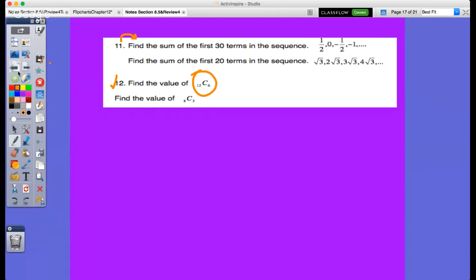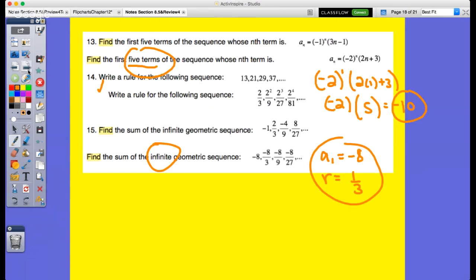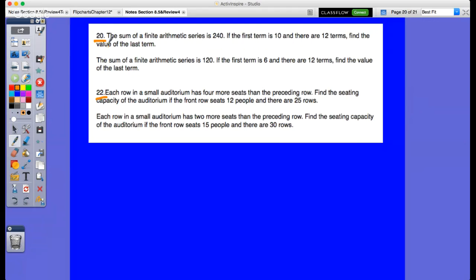In fact, we did this one in class. If you need some more help on number 11, let me know. But the reason why I'm gonna skip to numbers 20 and 22 is because both of these involve arithmetic sequences as well. All right, so this one states this: the sum of what? Now, this is where you tune in, arithmetic series.